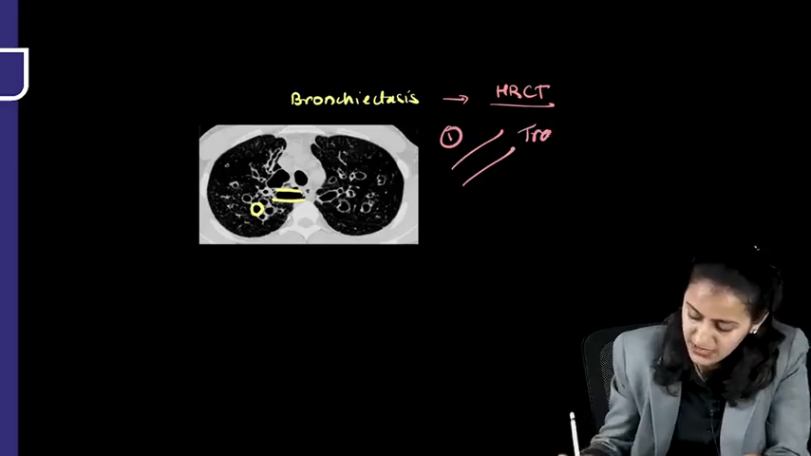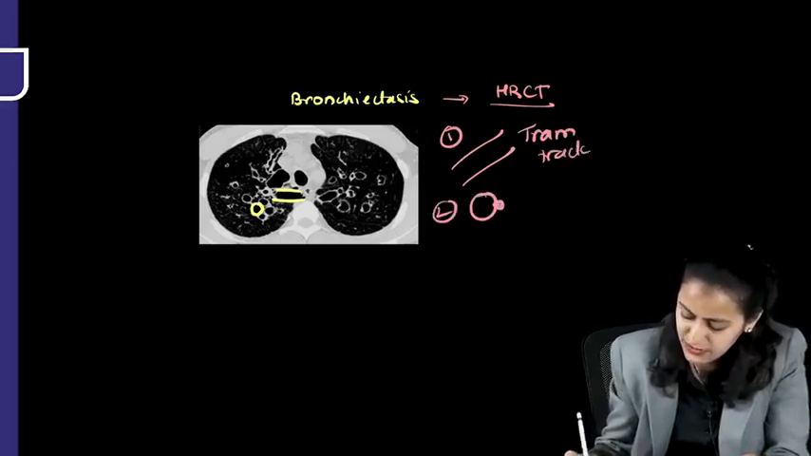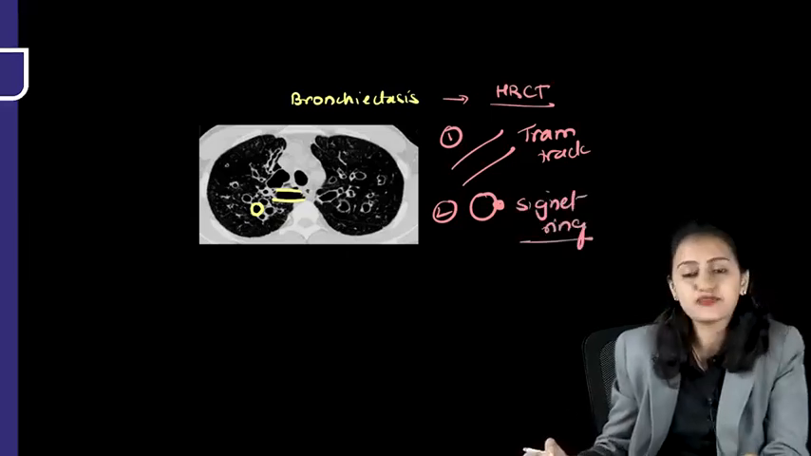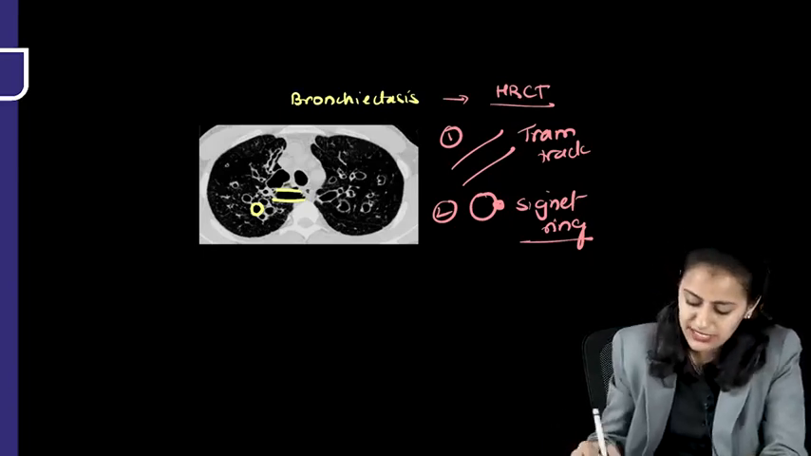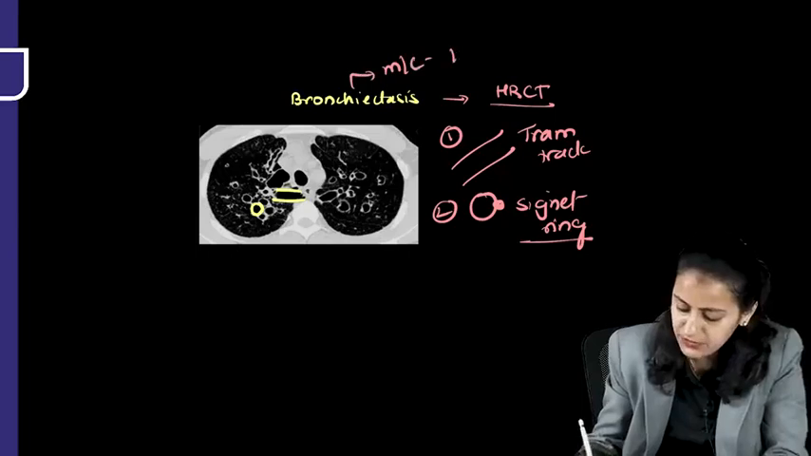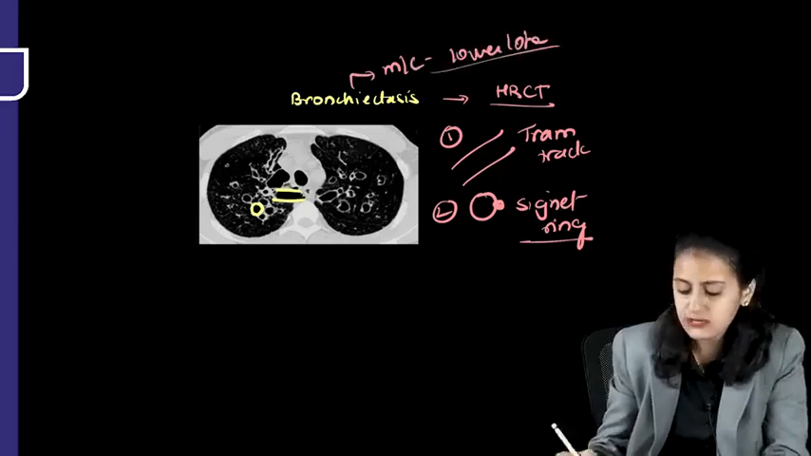What signs do we see? The dilated bronchi give the tram track sign, and the bronchus dilated with the vessel gives the signet ring sign. Okay, that gives the signet ring sign. So the tram track sign and signet ring sign is what we see in bronchiectasis. Most common affected lobe in bronchiectasis is the lower lobe.